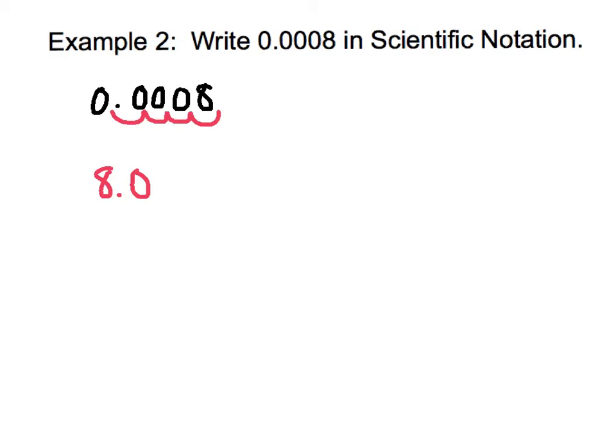Step number 3 is truncate the zeros. In this case, truncating the zeros means we're going to cross off or eliminate these zeros that are before our decimal.